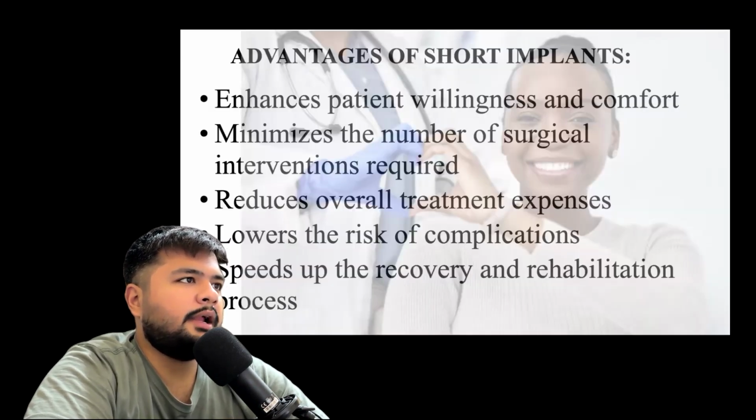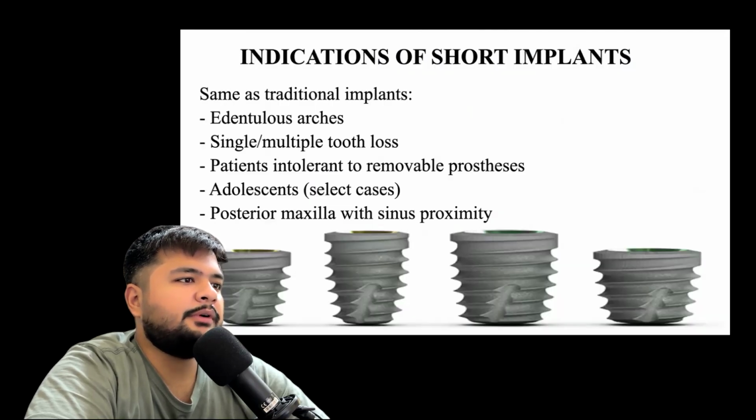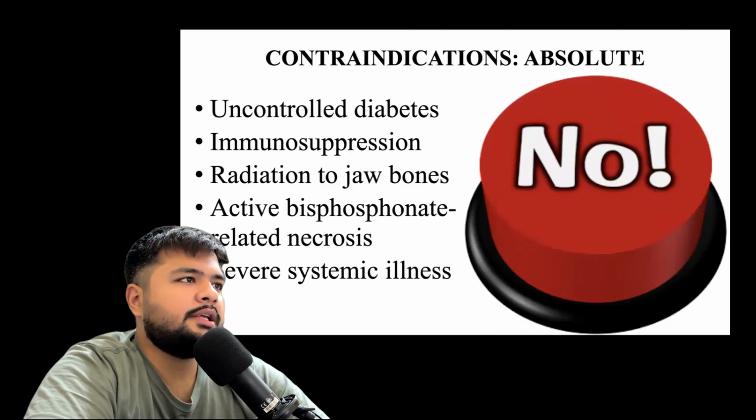And coming to the advantages of short implants, it enhances the patient willingness and comfort, minimizes the number of surgical interventions required, reduces the overall treatment expenses, lowers the risk of complications, and speeds up the recovery and rehabilitation process. Coming to the indications of short implants, they are the same as the traditional implants, but those cases have to be discussed here which require bone grafting, usually the posterior atrophic maxilla and the posterior mandible, where the proximity to the inferior alveolar nerve canal is very less.